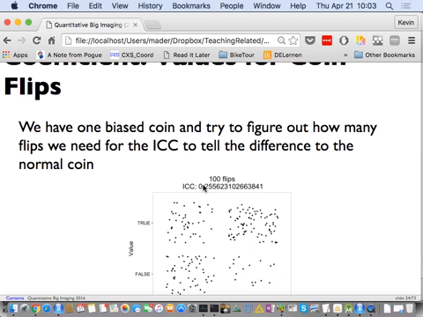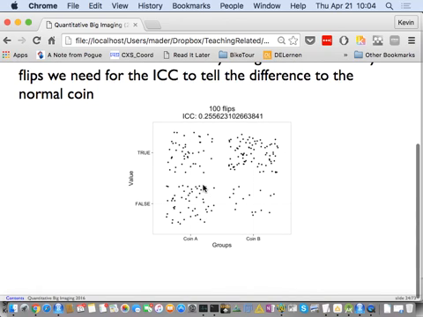So we can do this kind of analysis for coin flipping, where we actually have 100 coin flips, and we want to see if we can tell the difference between a biased coin and a normal coin. And so here we have a coin A and a coin B, and this is a jitter plot. When you have lots of points that fall in the same exact position, like in this case, false, true, coin A, coin B, you can't plot them easily by just showing one point.